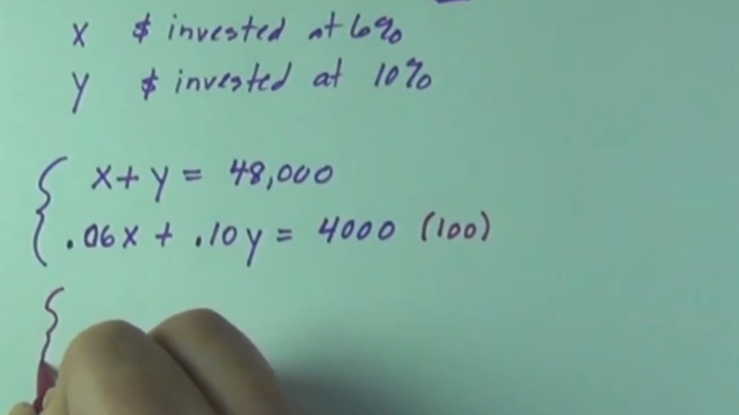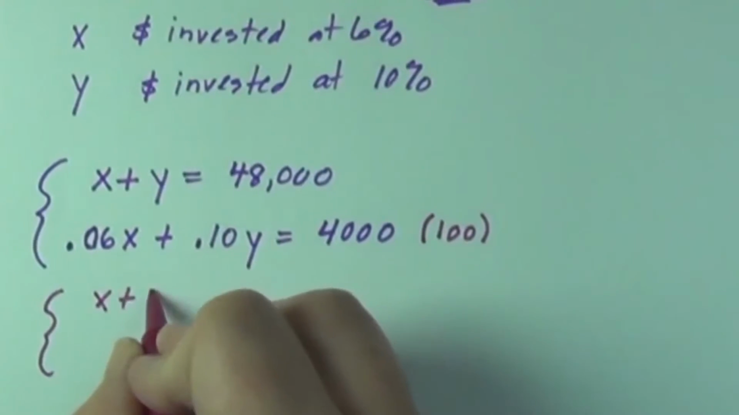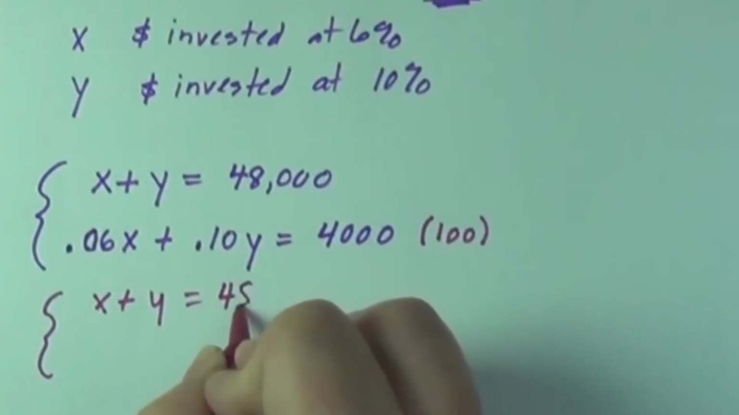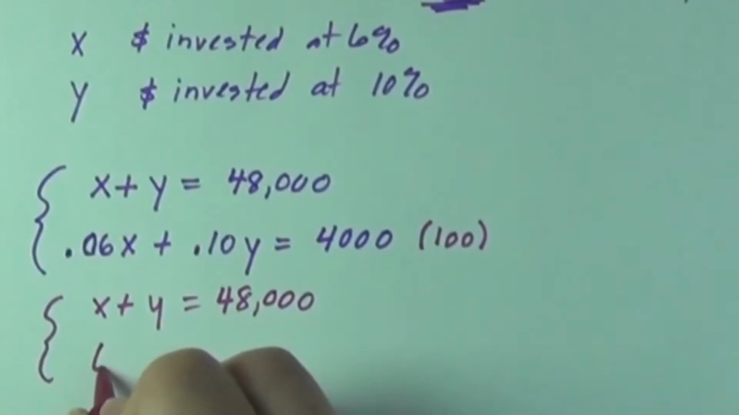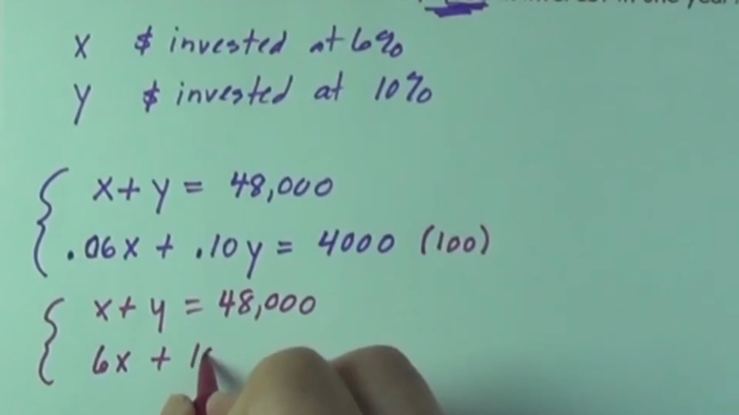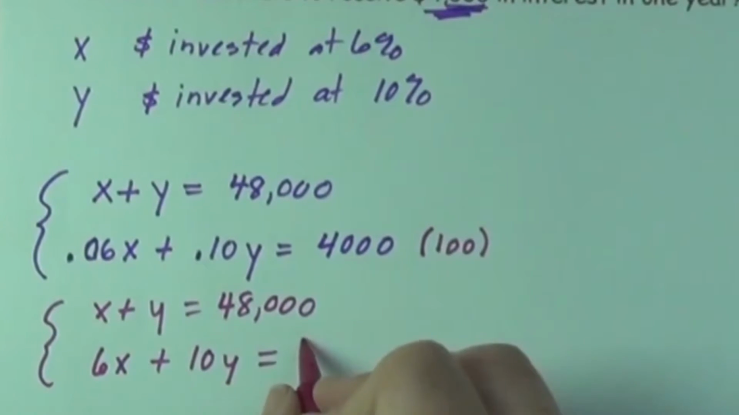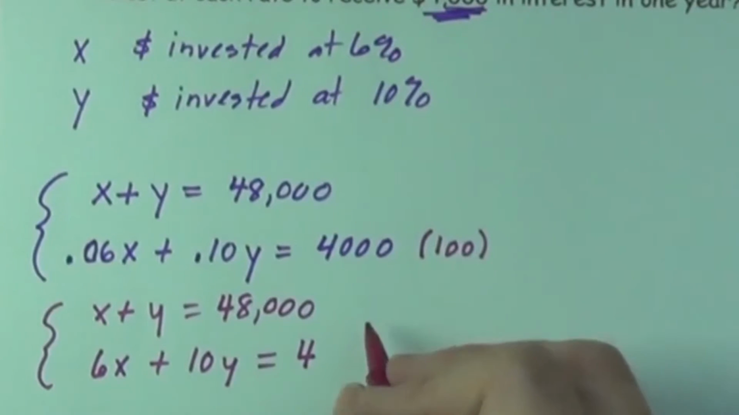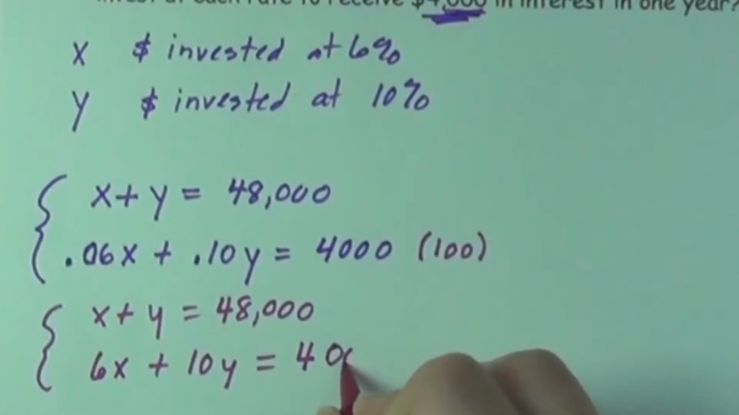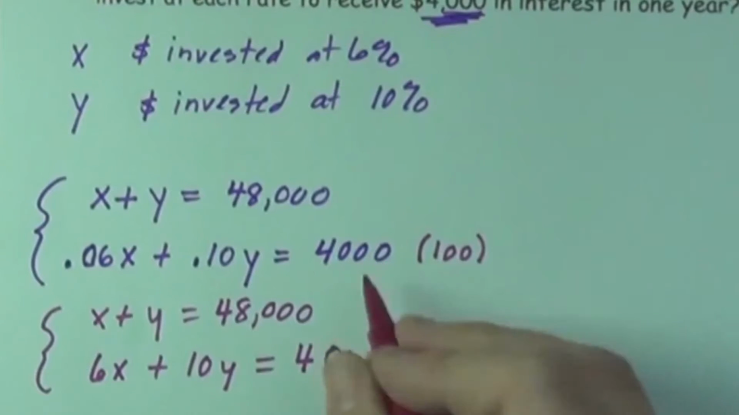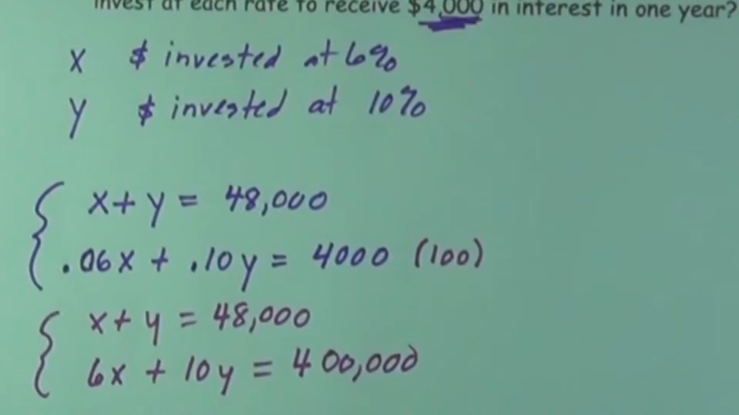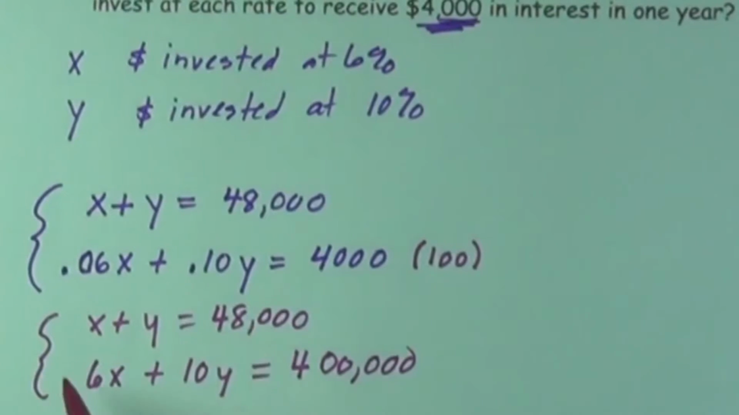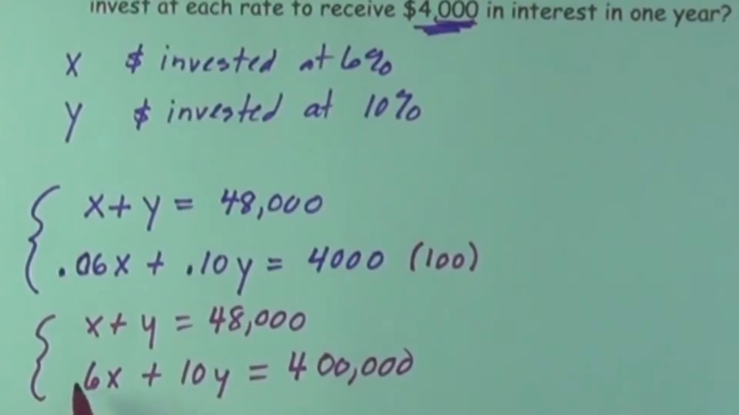So I'll leave the first equation just as it is, X plus Y equals 48,000. And I multiply everything here by 100. 100 times this gives me 6X plus 10Y equals 400,000. Adds 2 zeros. Now I have to decide what to eliminate. I think I'll eliminate the X. So I have a 6 here in the second equation.